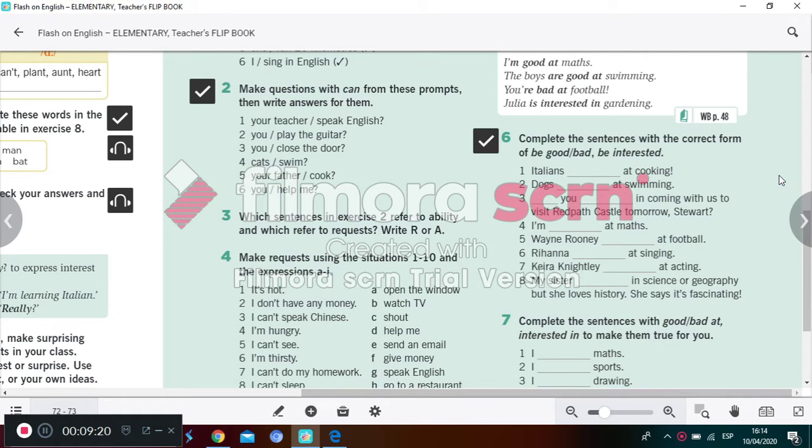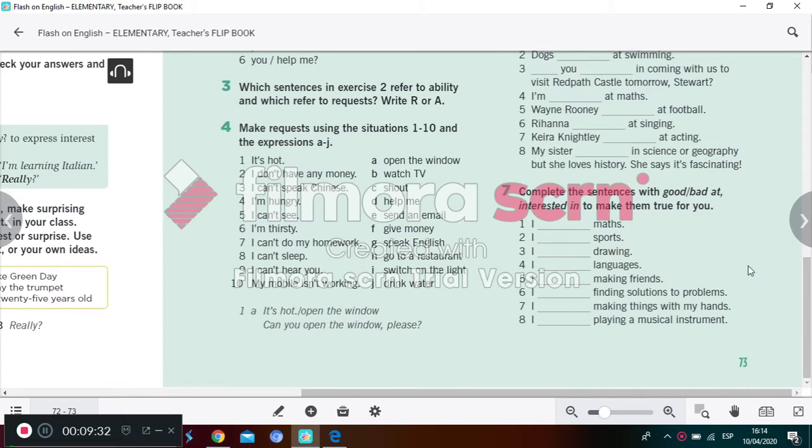Easy, right? Remember, here you need to complete with the verb to be: is, are, good at, bad at, interested in. Okay? Easy. Perfect. In activity number 7, you need to complete with good at, bad at, interested in, but according to your information, okay? De acuerdo a tu información.